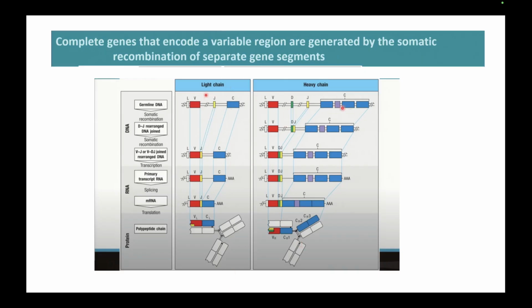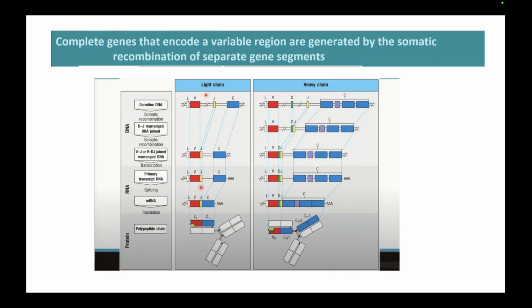In the heavy chain, first there is the D region, which is responsible for diversity. The D region is present only in the heavy chain, and it combines with the J region. This is somatic recombination, basically a recombination event. So DJ recombination, and then after DJ there is VDJ recombination for the heavy chain, while for the light chain it is VJ recombination. Then a primary RNA transcript is formed, which undergoes splicing to make the mRNA, which undergoes translation.